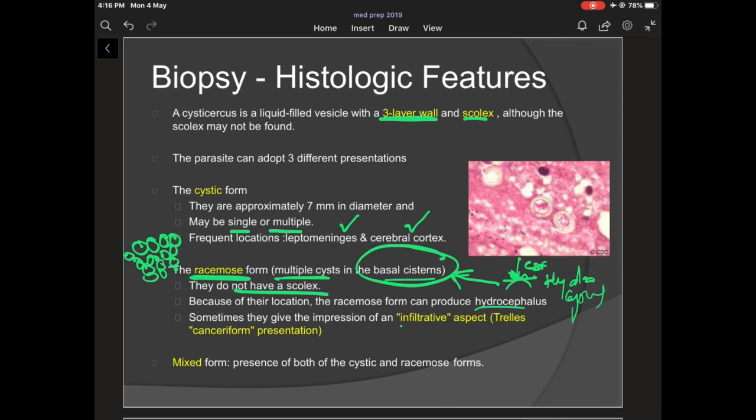Sometimes they give the impression of an infiltrative aspect, called Trillis canceriform presentation. The name is important, Trillis canceriform. Whenever it gives an impression of infiltrative aspect, we call it Trillis canceriform presentation. Mixed form can present as both racemose and cystic forms.